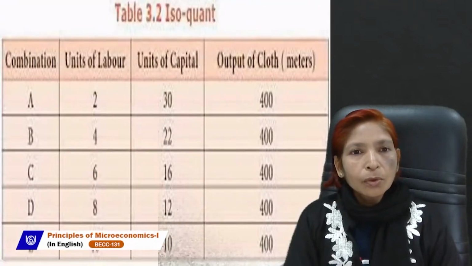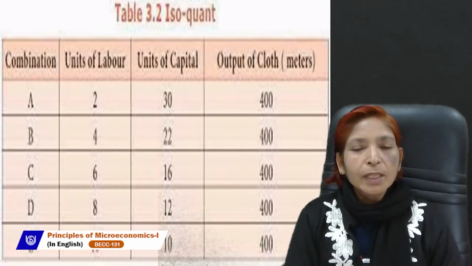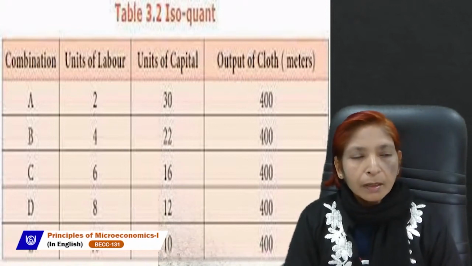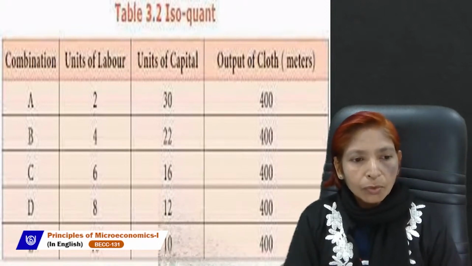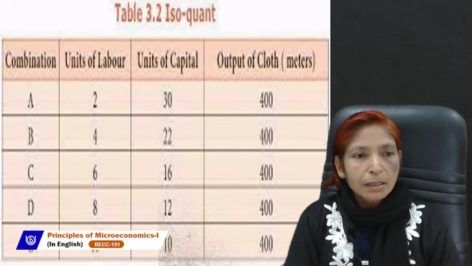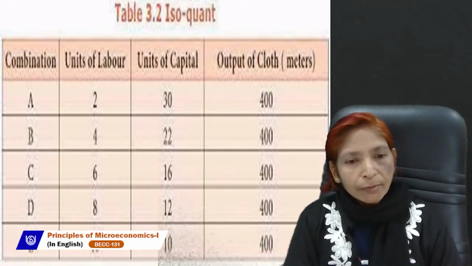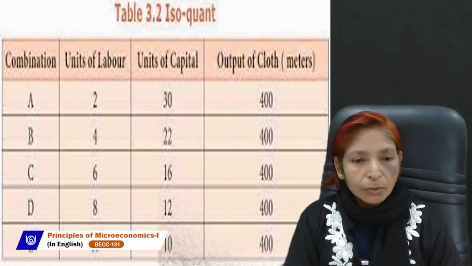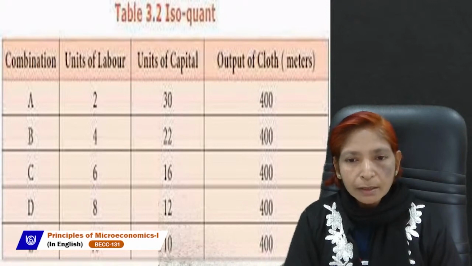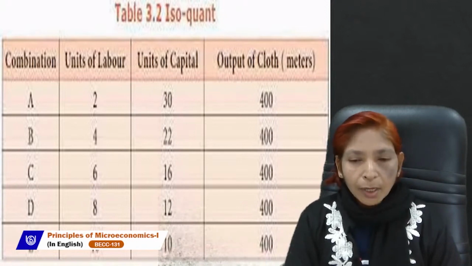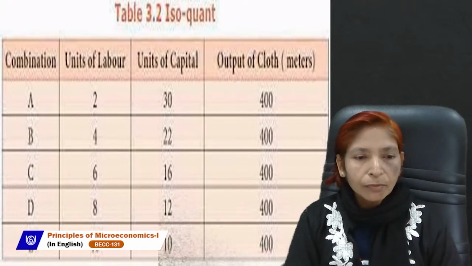Next, we can show isoquant curve with the help of this table. Here combinations are A, B, C, D, E, and the units of labor is 2, 4, 6, 8, 10. Units of capital is 30, 22, 16, 12, 10. But the output of cloth, which can be measured in meters, is constant like 400, 400, 400, 400 and 400.